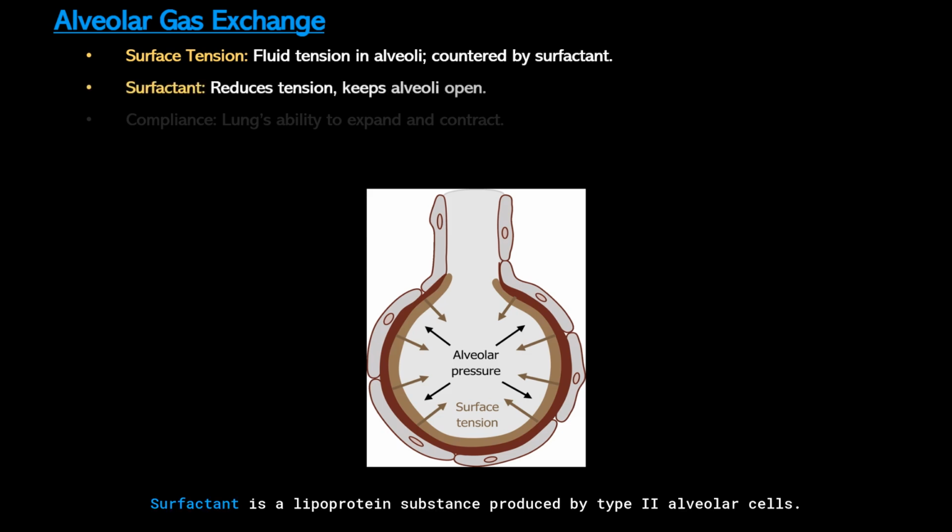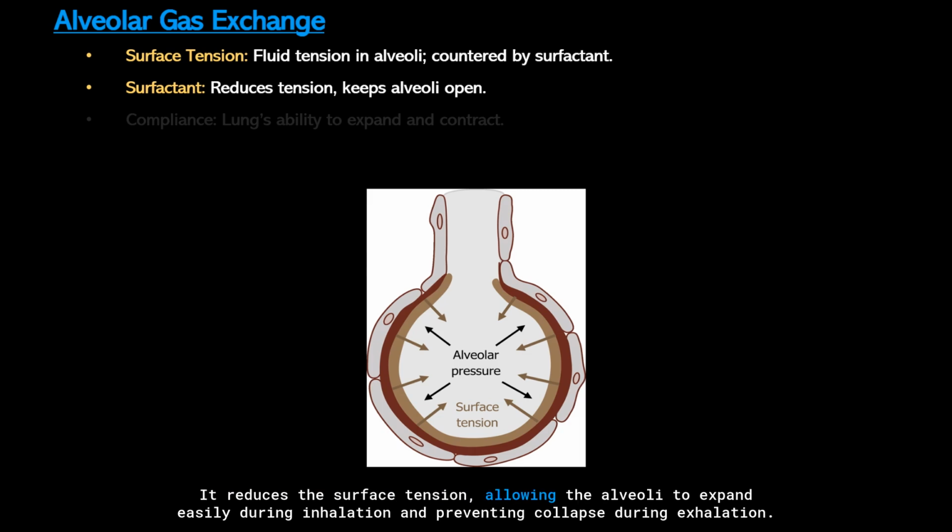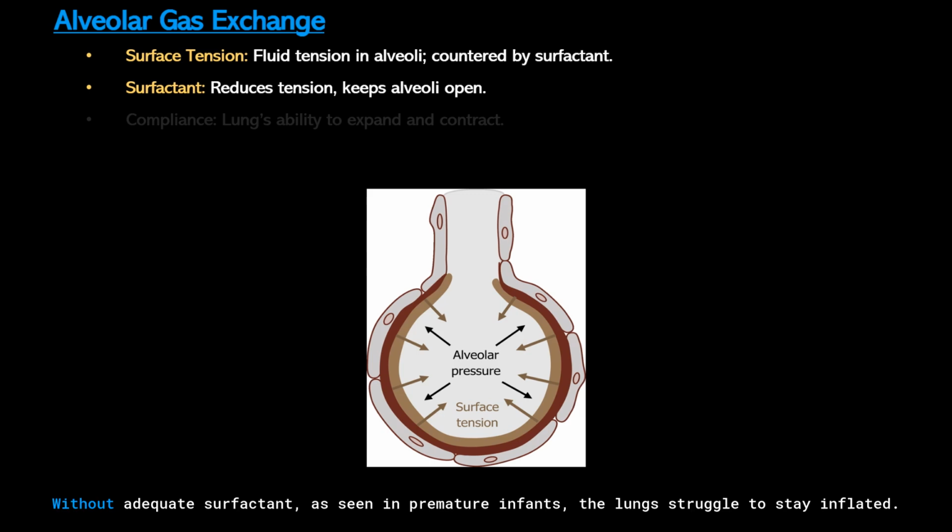Surfactant is a lipoprotein substance produced by type 2 alveolar cells. It reduces the surface tension, allowing the alveoli to expand easily during inhalation and preventing collapse during exhalation. Without adequate surfactant, as seen in premature infants, the lungs struggle to stay inflated.